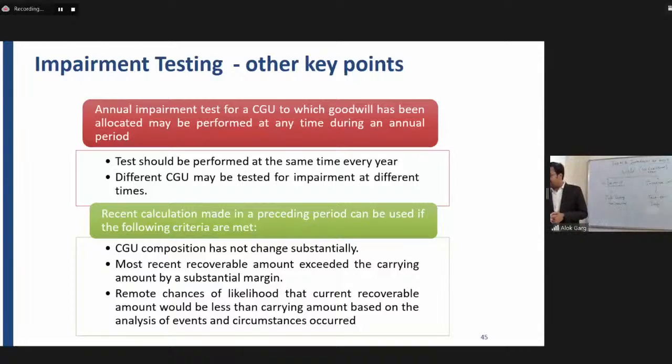So Ambika is asking, sir, if goodwill is acquired in a business combination, it is allocated to the lowest level within the entity, meaning the CGU, lowest cash flow, is it? Yes, Ambika. It has to be allocated to the lowest CGUs, so the lowest group of identifiable assets which can generate cash flow.